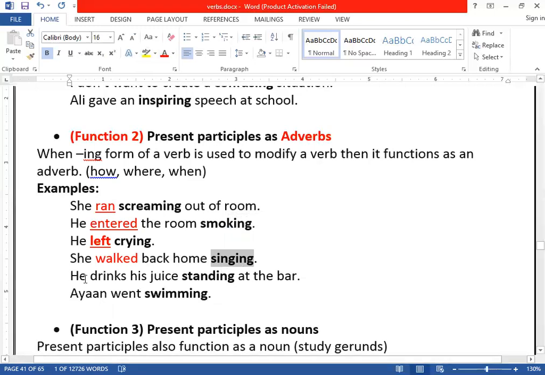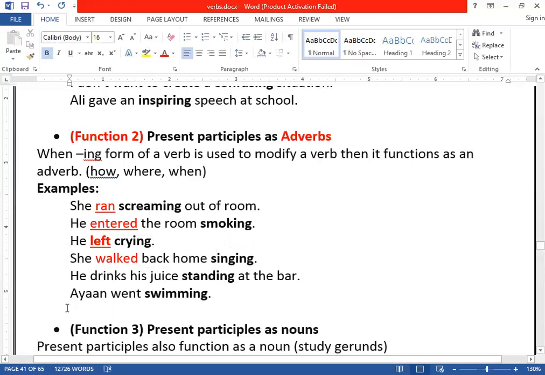For example, he drinks his juice. Drinks is what in this case? It's a verb. How he drinks his juice? He drinks his juice standing. So standing in this case is called an adverb.